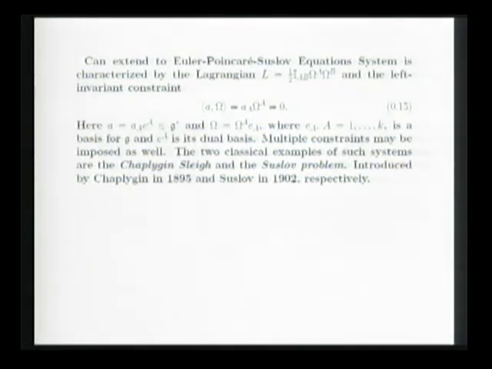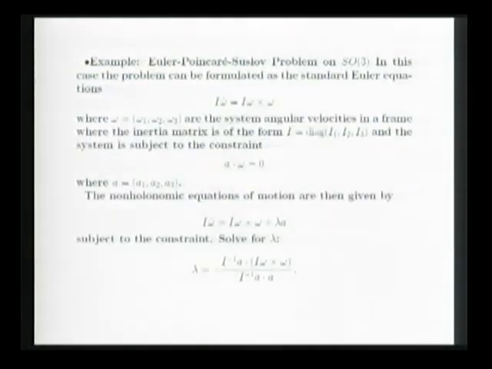And I have some sort of left invariant constraint, for example, that looks like this. And you can have many constraints if you want. But the two classical examples are the one I just mentioned, the Chaplygin sleigh and the Suslov problem, which go back to Chaplygin 1895 and Suslov in 1902. So I mentioned the Chaplygin sleigh. The Suslov problem is also a rather wonderful problem.